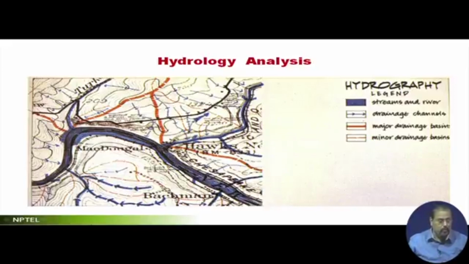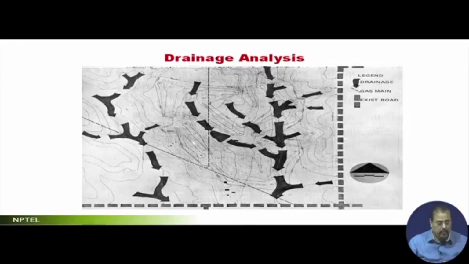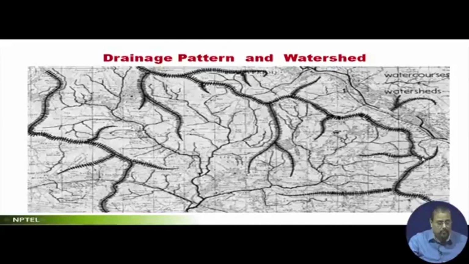Okay. But in this particular drawing which I have taken over here, in the hydrography, what they have shown is the streams and river, then drainage channels, major drainage channels and minor drainage channels. So in this particular hydrography, it is referring to nothing but the same drainage or stormwater channels which I am generally considering. Now let me take this particular picture. In this drainage analysis, there are many other items shown here, the gas lines and the existing road, but this is showing in general the paths of the drainage. I'll show you another one.